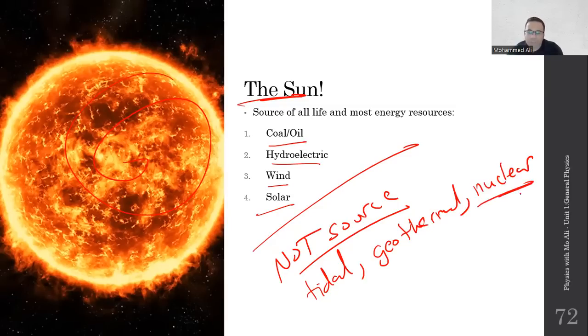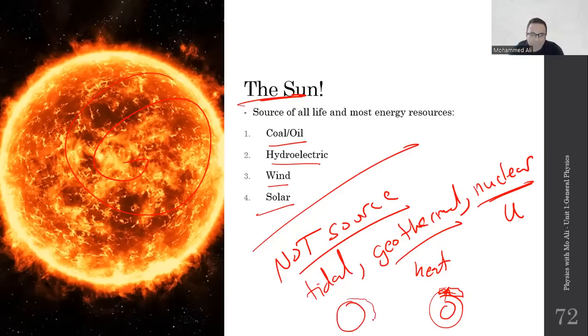Why? Because nuclear energy uses uranium as fuel, which is just a metal that we dig from the ground. It does not come from the sun. Geothermal is just heat from the core of the earth that has heated certain parts of our crust. So it does not rely on the sun. Tidal, which is high tide and low tide, the change in tides, is due to the moon. So it's not reliant on the sun.